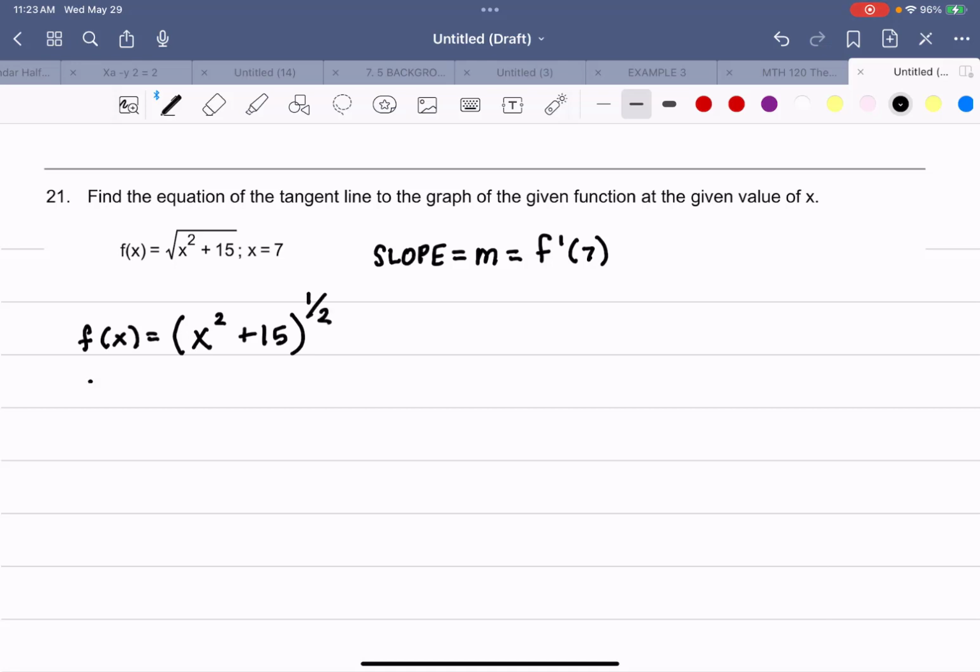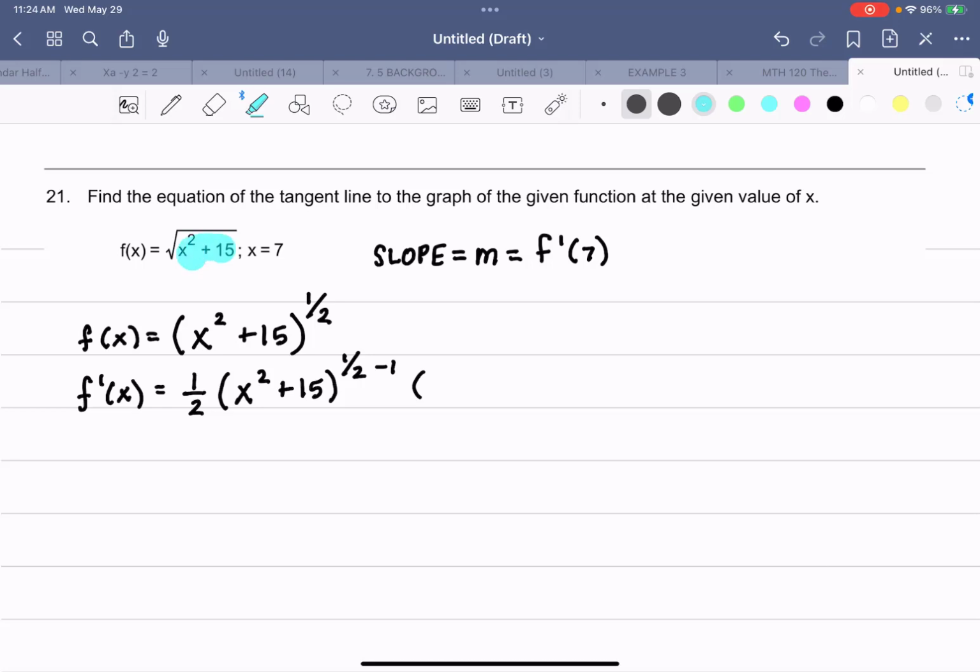Now I can use the power rule. F prime of x is the power times the base, x squared plus 15, to the power 1/2 minus 1, and chain rule, because the interior of the function has a derivative 2x. So I've got a half, and I'm going to bring that 2x to the front so you can see how it reduces. And I've got an x squared plus 15 to the negative 1/2.